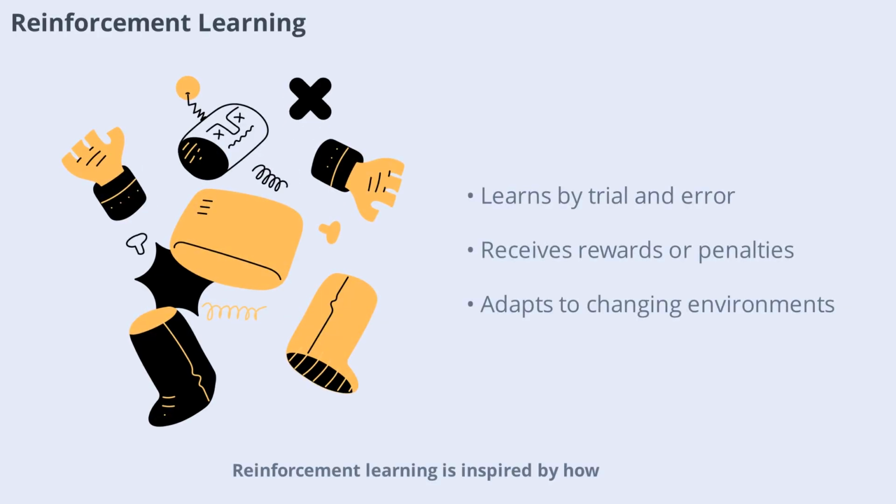Reinforcement learning is inspired by how humans and animals learn from experience. In this approach, the computer learns by trial and error, receiving rewards or penalties for its actions. Over time, it figures out the best strategies to achieve its goals. This type of learning is used in game-playing AI, robotics, and even self-driving cars. Reinforcement learning allows machines to adapt and improve their behavior in dynamic environments.